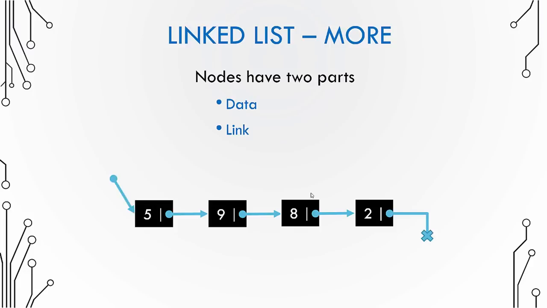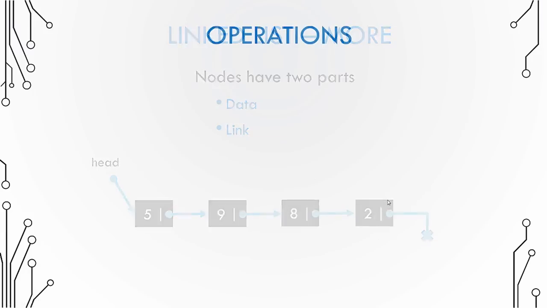And then we need something to go to the first node. So we have a pointer to the first node, or a link to the first node, which is called the head. So in order to get to a particular element in a linked list, you start with the head, and then you traverse to that particular node.